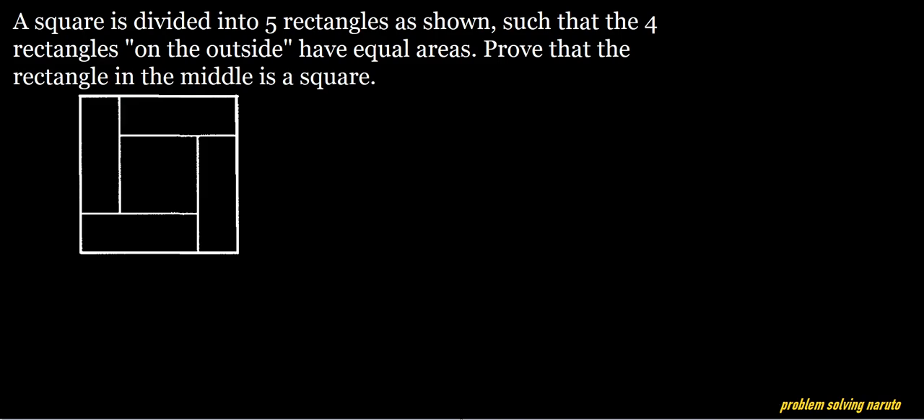Okay, you have a square and it is divided into 5 rectangles, such that the 4 rectangles on the outside, these 4 rectangles have equal areas. Okay, prove the rectangle in the middle is a square.